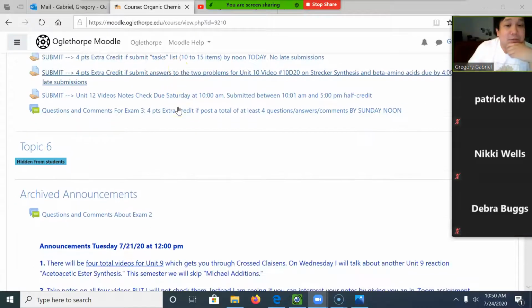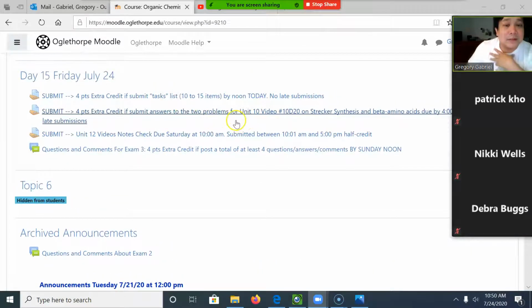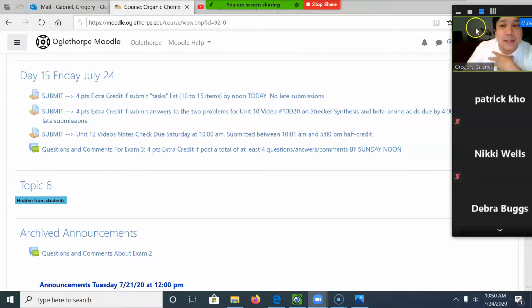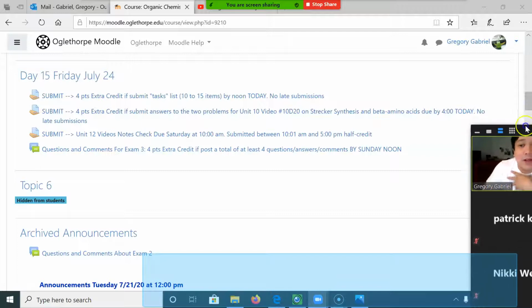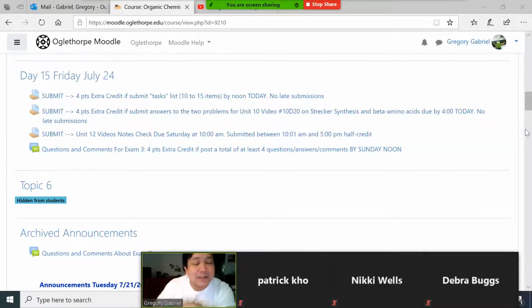The next thing that's due is the 2 problems for Unit 10. This is due today. This is the structure synthesis, the last thing I talked about, and the beta amino acids. I basically gave you the answers for these 2 problems. I want this in by 4 o'clock today, because if you saw my list, I'm going to put up answers by 4:30, hopefully. So I want these answers before I put up the answer keys. That's 4 points extra credit.